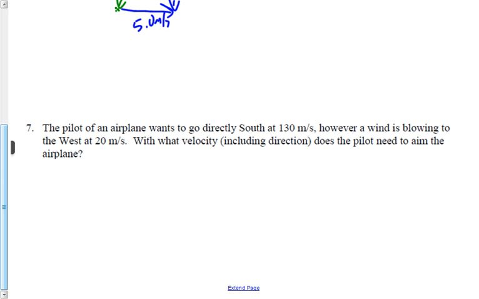This one says the pilot of an airplane wants to go south at 130 meters per second. Solid or dotted line? You want to go in a certain direction, it's as if you actually are going in a certain direction. It's going to be a dotted line. So let's draw that as a dotted line vector. 130 to the south.